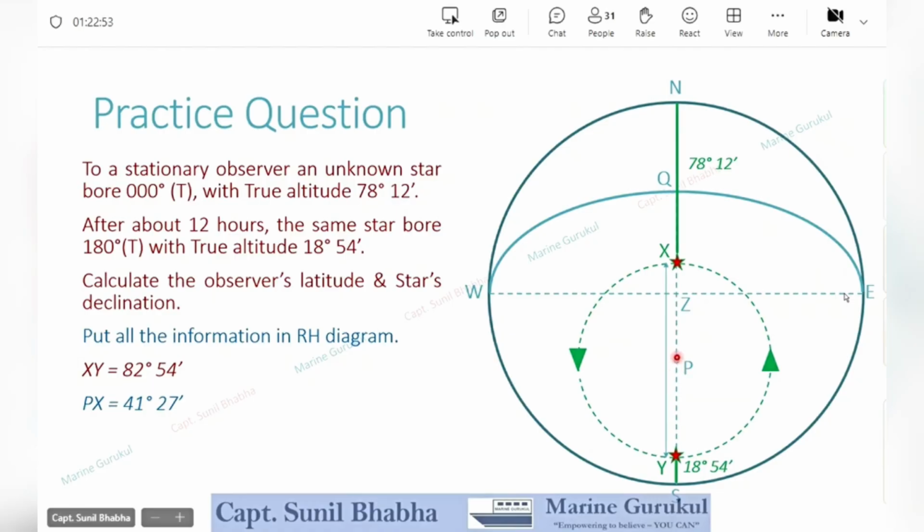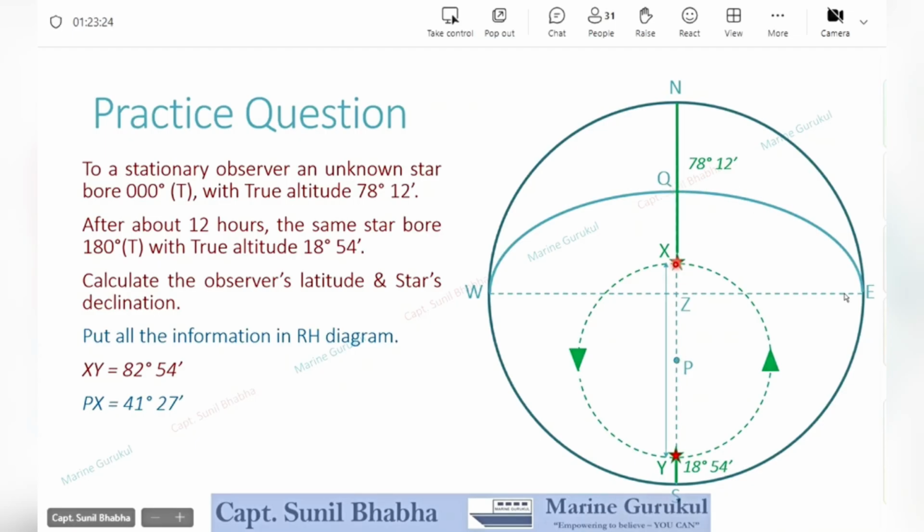Once the pole is there in the diagram, we can also mark off the equinoctial. The point Q of the equinoctial is 90 degrees away from the pole. So we have the pole here. 90 degrees away from the pole is this point Q on the equinoctial, and we know the equinoctial always passes through the east and west points. So joining W, Q and E, we can mark off the equinoctial in our diagram.